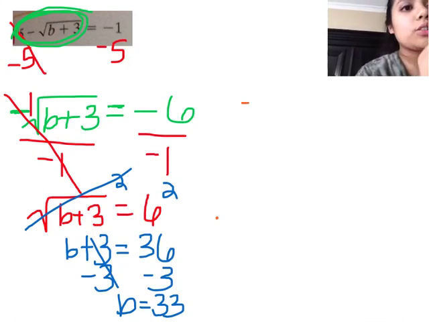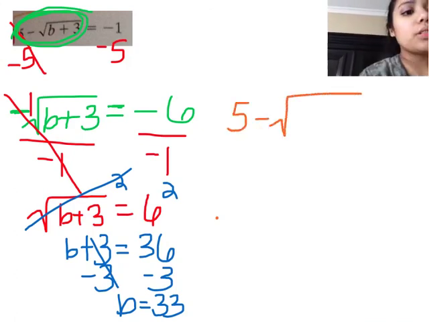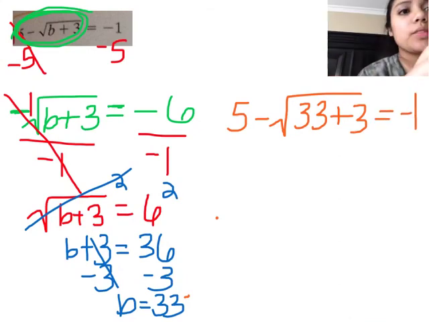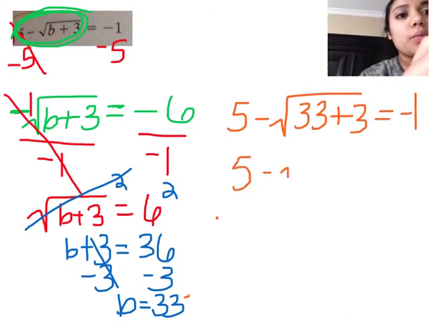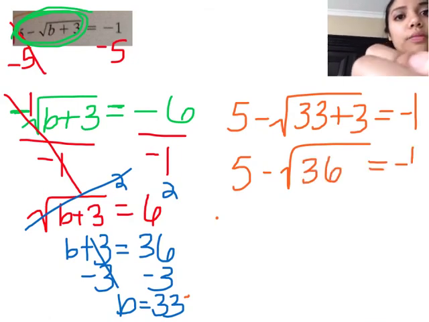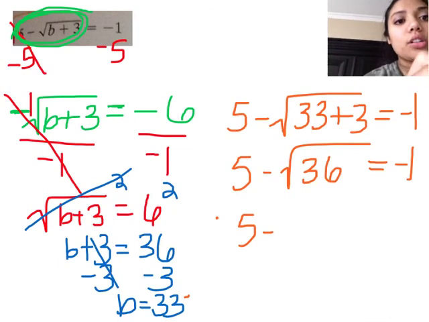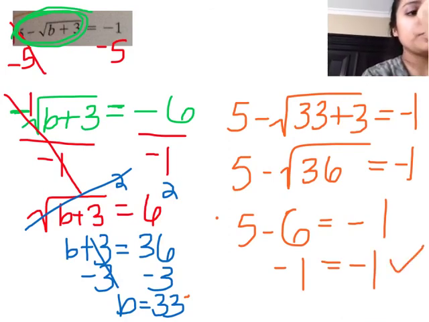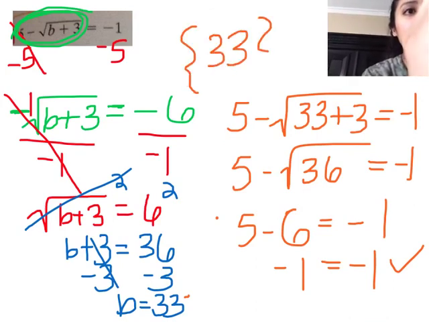So my original equation is 5 minus the square root of b plus 3 equals negative 1. b equals 33, so 33 plus 3. So 5 minus the square root of 33 plus 3, which is 36, equals negative 1. 5 minus the square root of 36, which is 6, equals negative 1. 5 minus 6 is negative 1, so negative 1 equals negative 1. So my solution set is true, so it's just 33. That is my solution set.